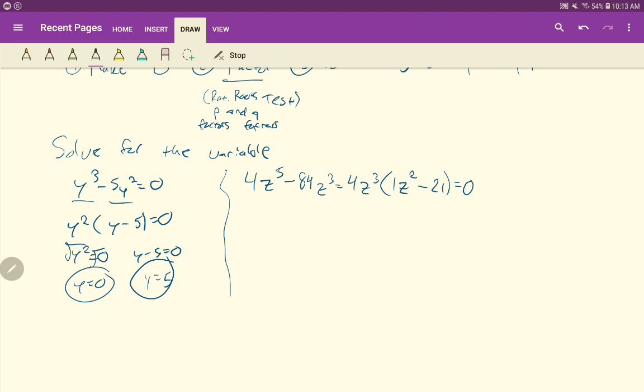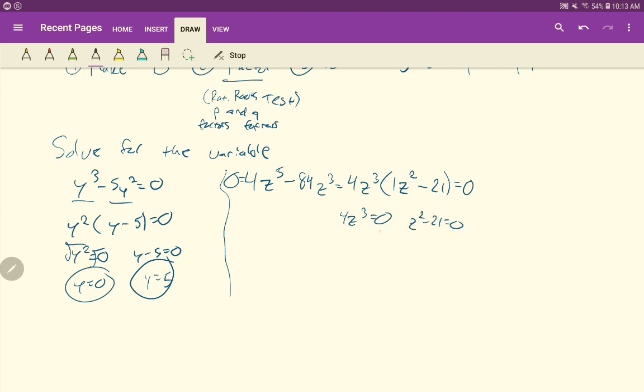Okay. I never set it equal to 0 in the first place, but that's what we're doing. I should have originally said it was equal to 0, sorry. So we'll set 4z cubed equal to 0. We'll set z squared minus 21 equal to 0.